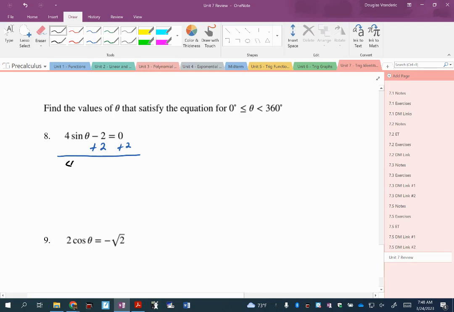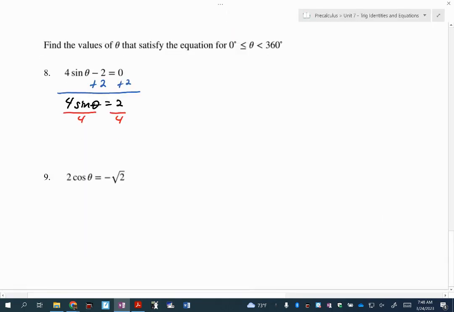So that leaves me with 4 times the sine of theta equals 2. And then I want to get sine by itself, so I will be dividing both sides by 4 to get the sine of theta equals, and I will reduce this to be 1/2. So I've isolated it. It does say sine, cosine, or tangent, so we're good there.